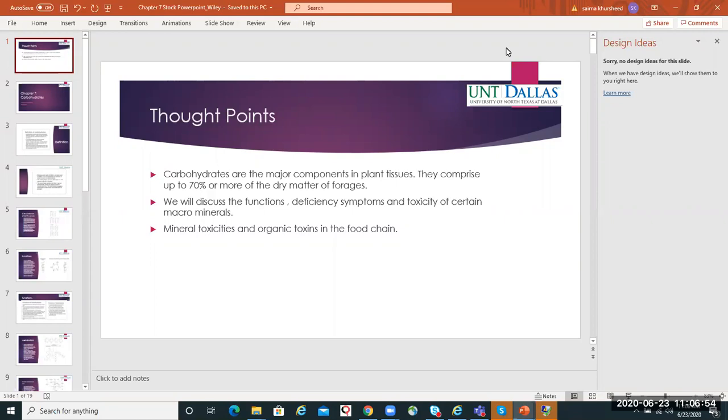We'll be talking about the mineral toxicities and organic toxins in the food chain. So starting with the carbohydrates.